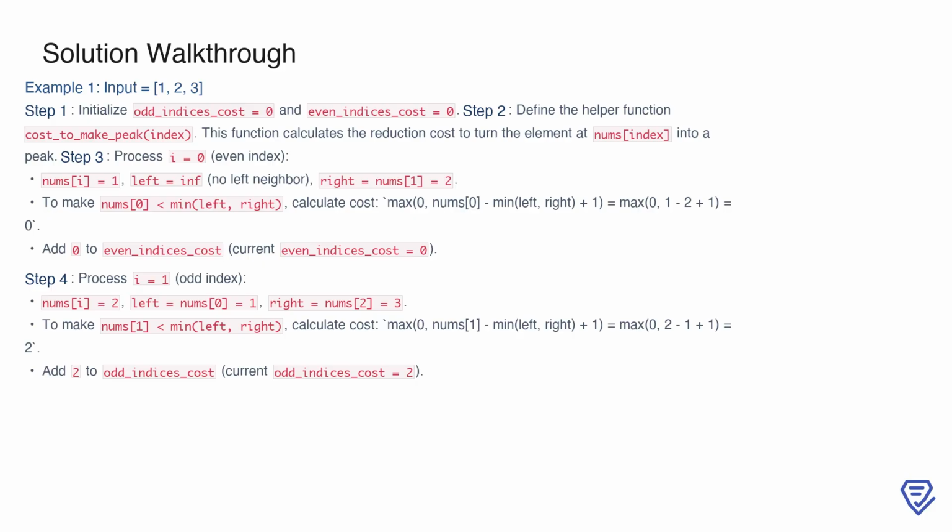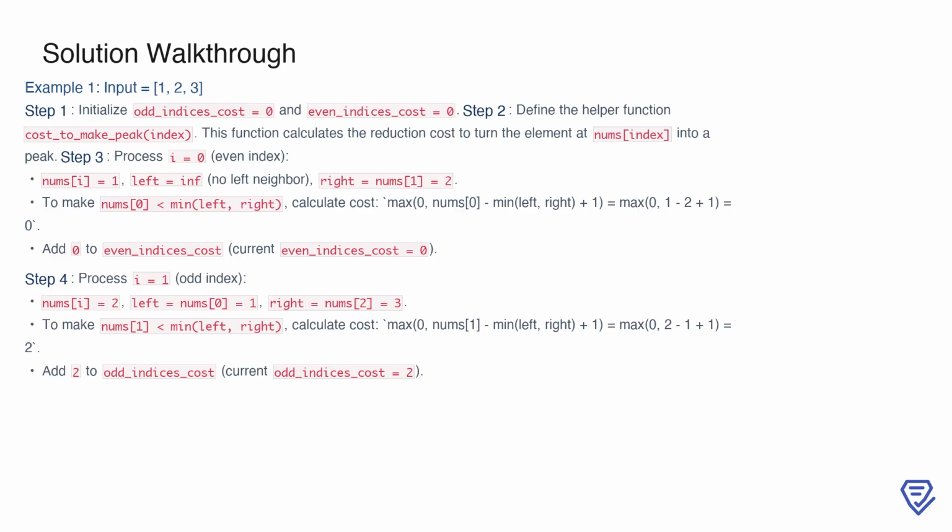To ensure that nums[0] is smaller than both its neighbors, we calculate the cost as max(0, nums[0] - min(left, right) + 1). Substituting the values, this becomes max(0, 1 - 2 + 1), which equals 0. So, we add 0 to even_indices_cost, keeping it at 0.